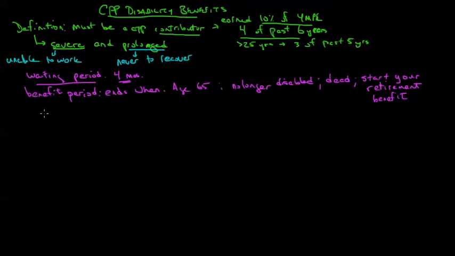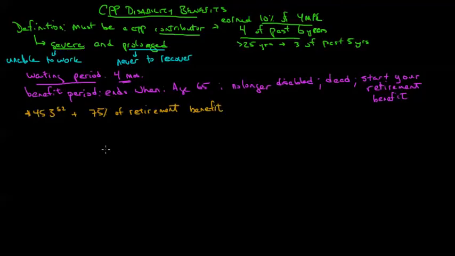So now, how much is the benefit? The benefit is going to have a flat amount. This is right around $450. For 2013, the amount is $453.52. And then we're going to take 75% of your projected benefit. So of whatever your retirement benefit would be, you have to go through and do the retirement benefit calculation, just like we did in an earlier video.